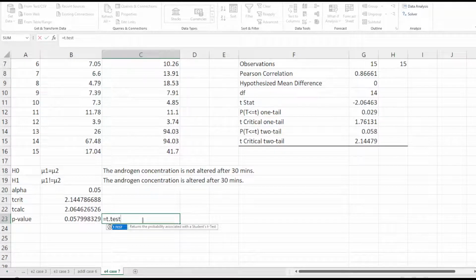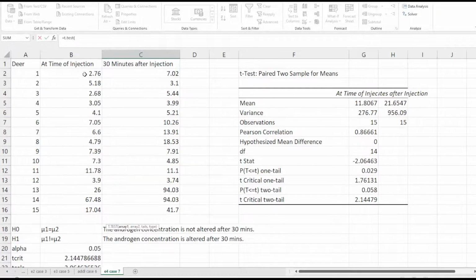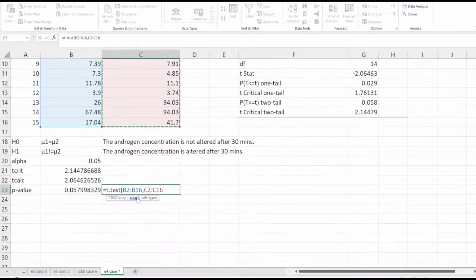t.test. So, if you do t.test, parang ganyan, t.test, tapos you select array 1, which is, this is array 1 natin. So, this is our mu1. As array 2 is this one. So, we have 1, 2, 3, 4 arguments dito para sa specific formula na to, no? So, the third argument is whether it's a one-tailed or a two-tailed. And we're doing two-tailed, so 2.